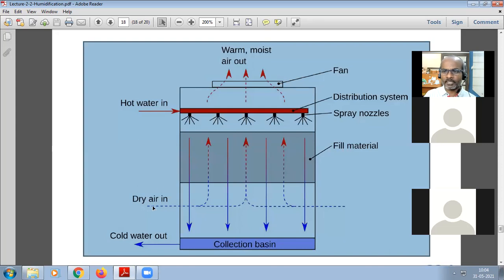Is it understandable? Can any of you rephrase, or can any of you explain this process? Of course, I have already given this. With your own words, you can repeat. Does any of you want to try this?